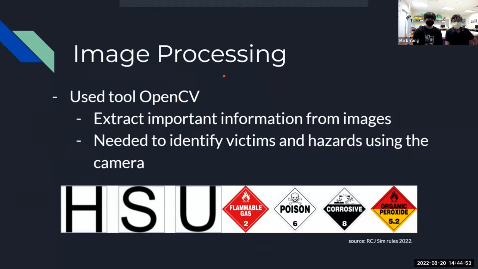So for image processing, we use a tool called OpenCV, and it comes with a lot of helpful functions to extract the important information from the camera image. It's needed to identify the victims and the hazards using the camera. So as you can see here, these are our victims. The H, the S, and the U stand for harmed, safe, and unharmed. And then these four are our hazards. So we have flammable gas, poison, corrosive, and organic peroxide.